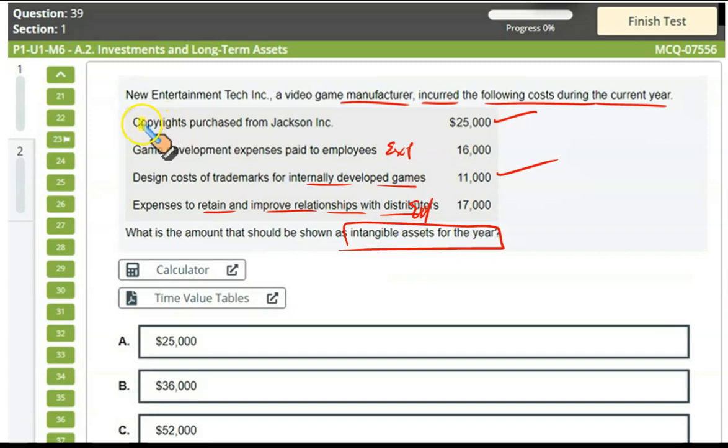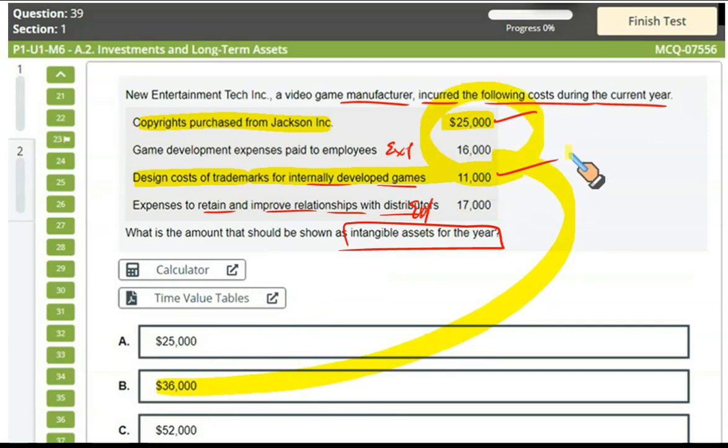Now, the copyright that you purchased for $25,000, this clearly is an investment in an intangible. This is an intangible asset. And secondly, the design cost, this is clearly not research and development. Please remember, research and development cost under the US GAAP, both must be expensed, but development cost can be capitalized if certain conditions are met. So this design cost for trademark for internally developed games is an asset being created, generated. It's other than research and development. So these two costs, 25 and 11, are the costs that you can capitalize and show as an intangible asset. Next.